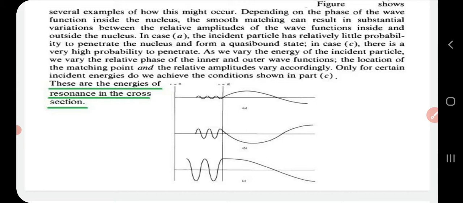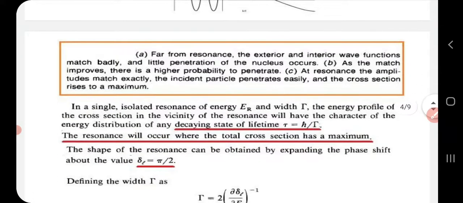Now, as we vary the energy of the incident particle, we vary the relative phase of the inner and outer wave functions. But the matching point and the relative amplitude will vary accordingly. Only for certain incident energies do we achieve the conditions shown in part C, and those energies are called energies of resonance in the cross section. So this is a brief description. The same thing is repeated in that column.